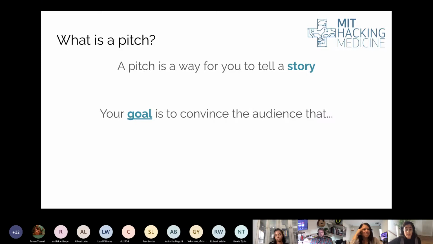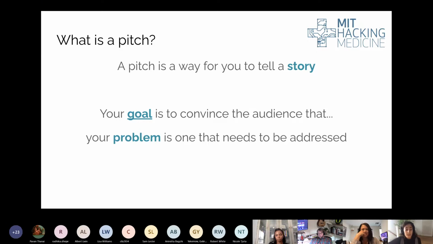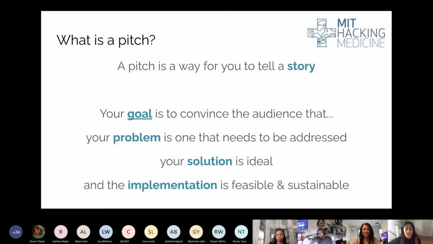The goal of your pitch at the end of the 3 minutes is to be able to convince both the audience and the judges that your problem, the one that you've identified at the beginning of this weekend and are currently working on, is one that absolutely needs to be addressed right now, that the solution that you've come up with is ideal to solve that problem, and that the implementation of the solution and your plan for it moving forward is both feasible and sustainable.